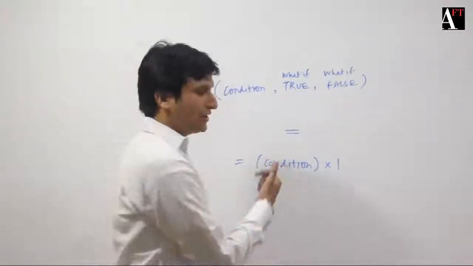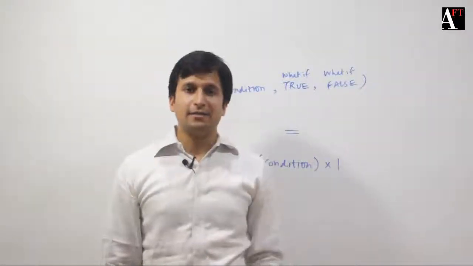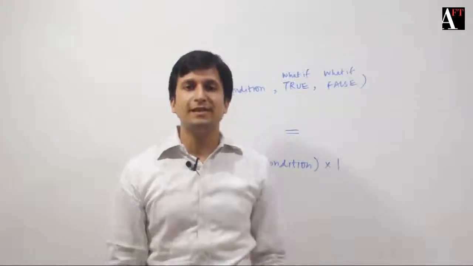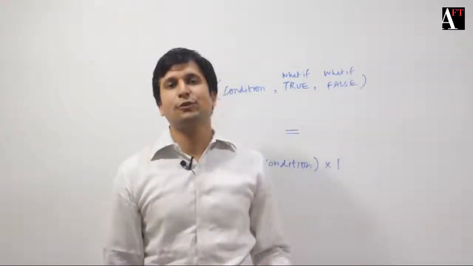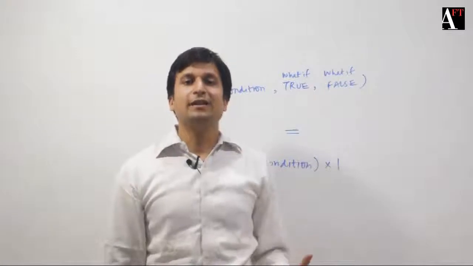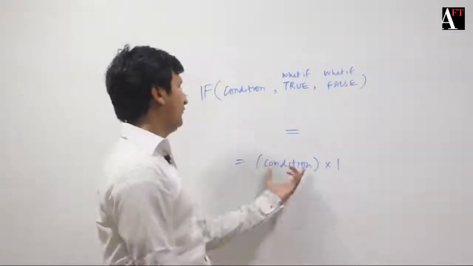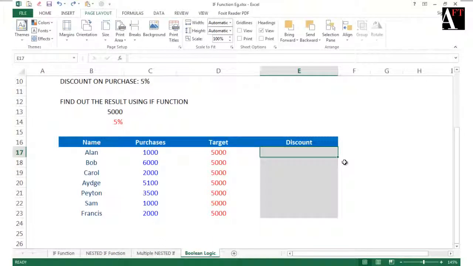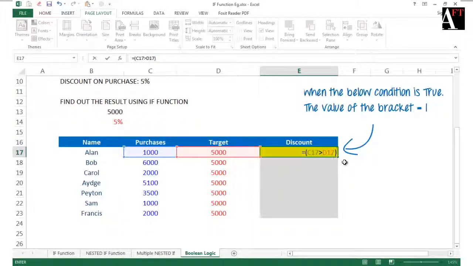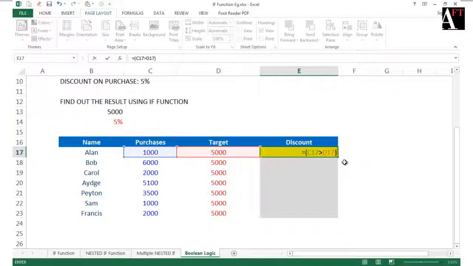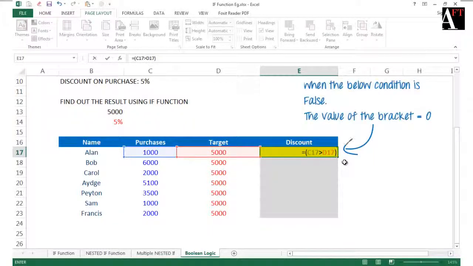So let me write the condition here. In our credit card case, the condition was that our purchases must be more than 5,000 rupees, then only we'll get the discount, right? So we have to write the condition here, which is purchases are more than 5,000 or not. Whenever this condition will be true, the value of this bracket will be equal to 1. And whenever it will be false, the value of this bracket will be 0.